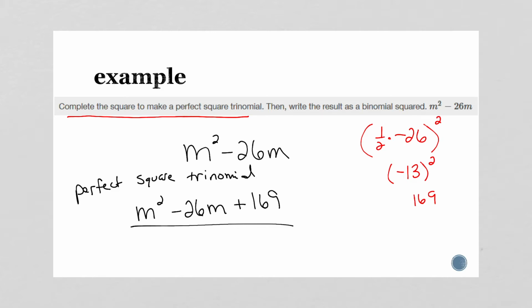All right, now that's part one. Part two says, then write the result as a binomial squared. Okay, since this is a perfect square trinomial, it factors to be m minus 13 squared. And I hope you kind of see where we're going with this. We're actually going to be solving equations using this, but right now we're just practicing writing things as perfect square trinomials and then as a binomial squared.